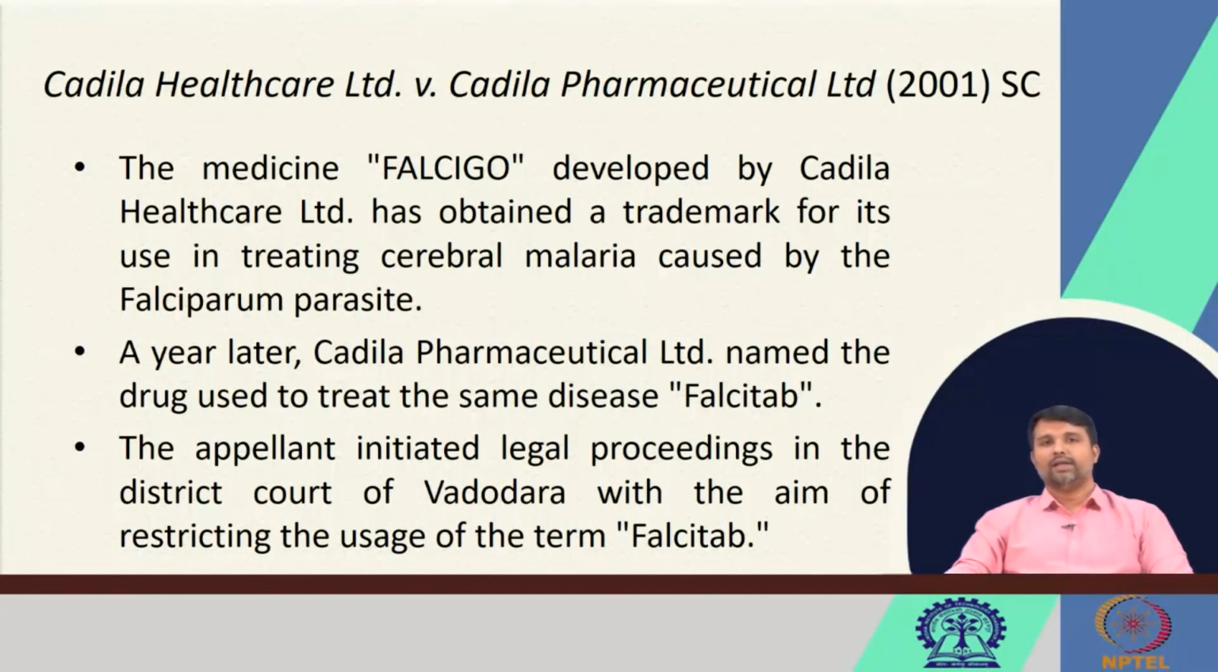So, as you can see, the first part of the trademark, Falsi, had come from the parasite which is causing the malaria. A year later, another company named the drug used to treat the same disease as Falsitab. So, the second drug is coming to the market with the only difference being the second part of the trademark, because the first part is taken from the name of the parasite which is causing the disease condition. So, the appellant initiated the legal proceeding in the district court with the aim of restricting the use of the term Falsitab.